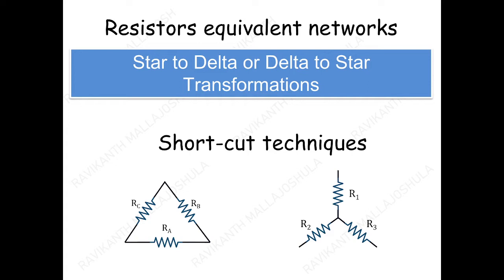In my last video, I discussed star to delta and delta to star transformations, and we saw the derivation involved in converting a star to a delta network or a delta to a star network. In today's session, we are going to see the shortcut techniques involved in converting star to delta and delta to star transformations.